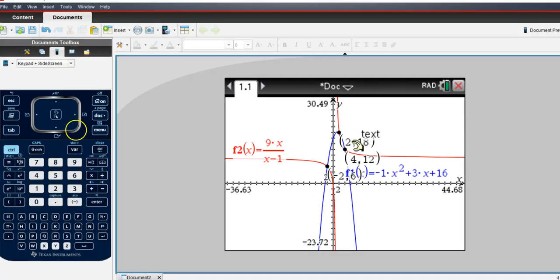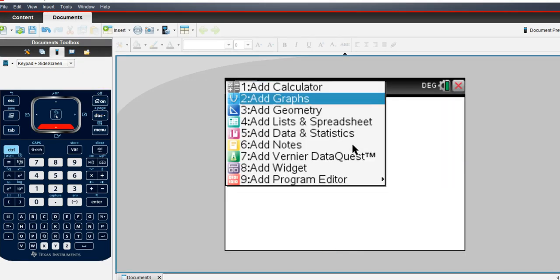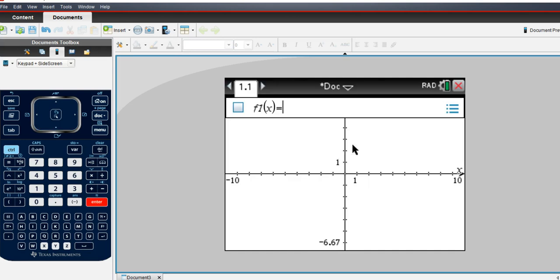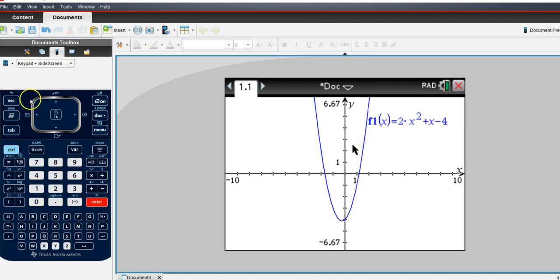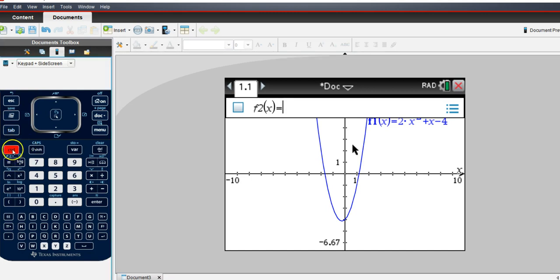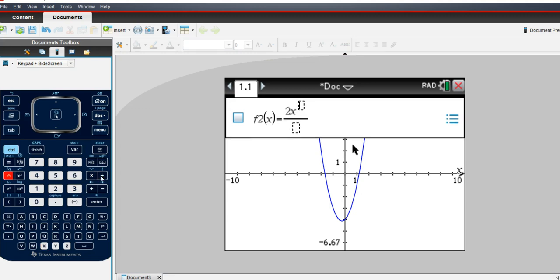Be a little quicker because we don't have to write down all our steps. So on new document. No, I don't want to save, and we want to add a graph. Okay. So y equals 2x squared plus x minus 4 is our first function. Hit enter. Again, this tab button is how we get to write again. I'm going to hit control and then divide. 2x squared minus 2x minus 4 over x minus 2.